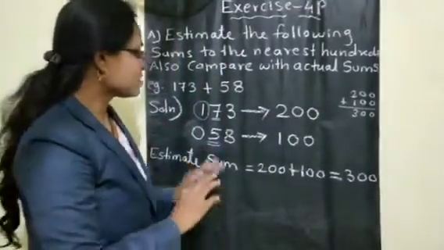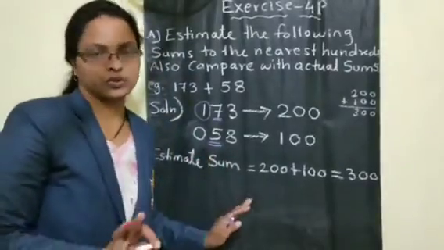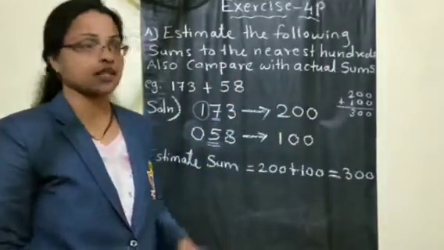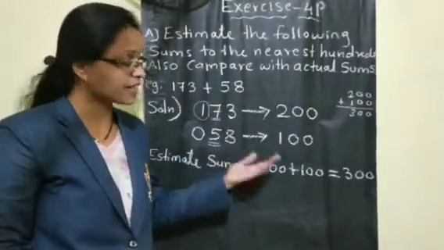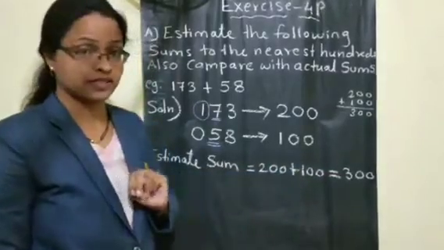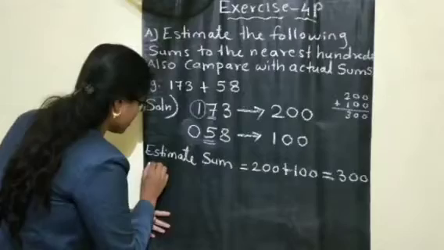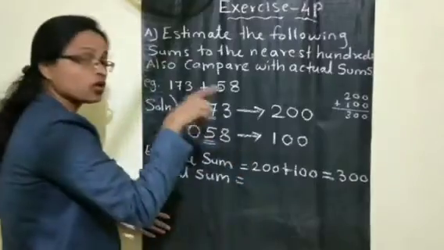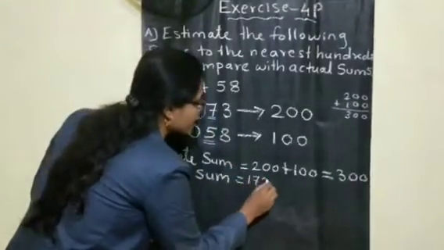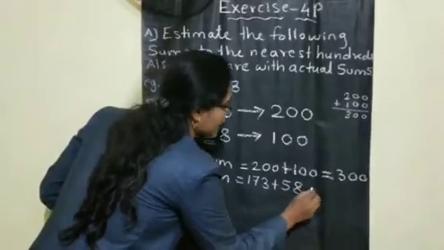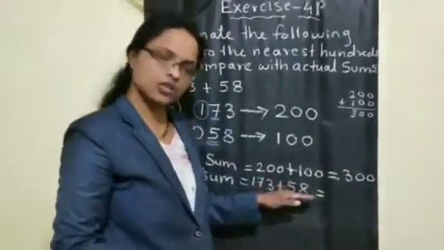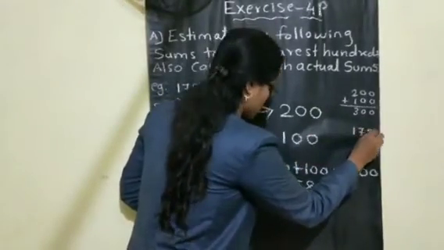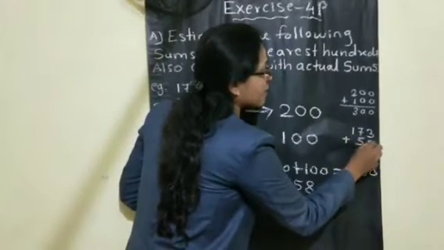Now, our estimation of the sum is over. But the question is also to compare with the actual sum. It means with the actual numbers we also have to find the sum and then compare, children. So the actual sum is equal to the sum of your original numbers, that is 173 plus 58. Once again I am telling you, do it horizontally if you can do it properly. Otherwise, arrange the numbers vertically on your rough side and get the correct answer.